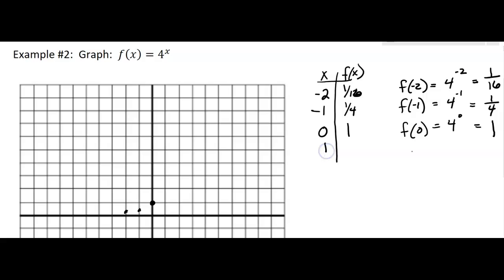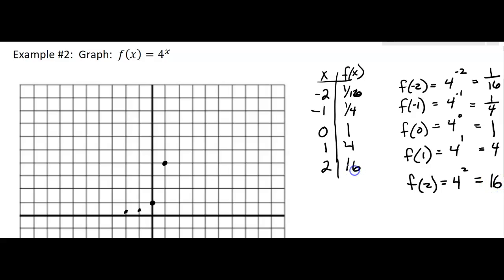What if we put in 1? Well, f of 1 is going to equal 4 to the first power, which is going to be 4. 1, 2, 3, 4, so it's right there. And what if we put in 2? Well, then we have f of 2, which is equal to 4 squared, which is going to be 16. And that's kind of off my charts already, so it's up here someplace. And that's what we mean about it growing exponentially. It goes up really quickly.